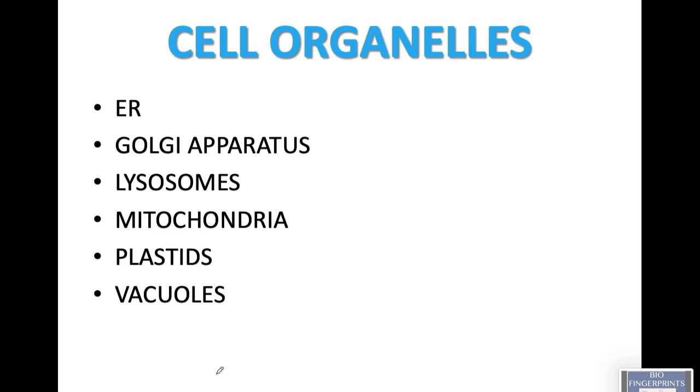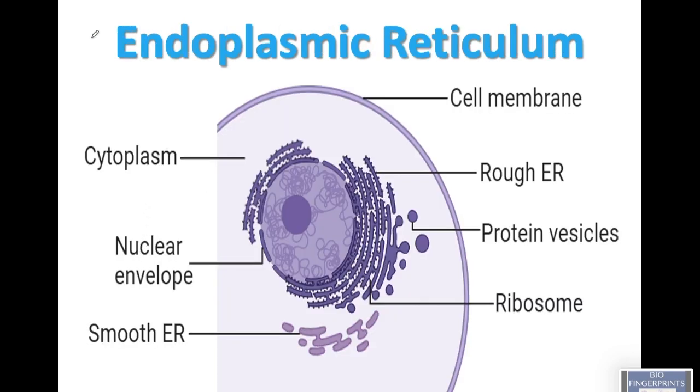So today we are going to cover all the cell organelles, their structure and function. So our first cell organelle is the endoplasmic reticulum. It is a network of folded membranes. If you could see, here are some folded membranes.